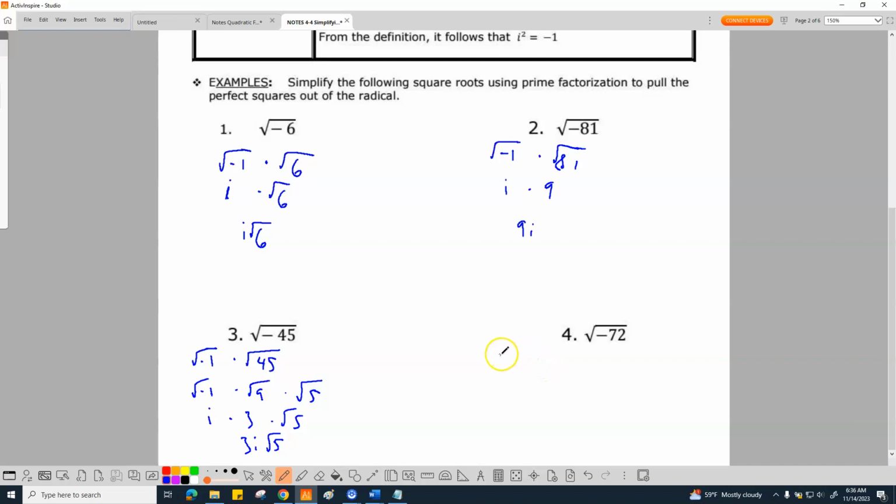Let's do number 4 together. I'm going to break it apart in one fell swoop: -1 times 9 times 8. And pay attention to the fact that with multiplication, I can pull apart my radical houses. So -1, I pulled out. 9 times 8 is 72. For anyone wondering where I got that, 9 times 8 is 72.